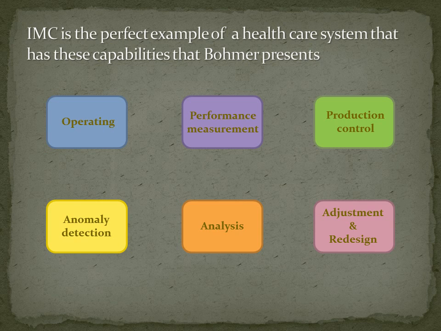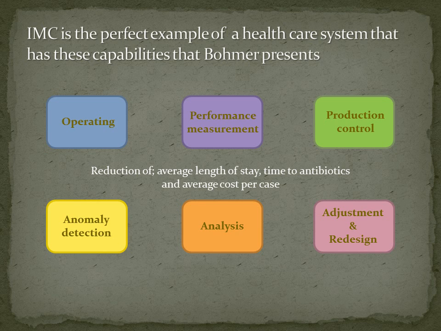An example of adjustments and redesign is the new protocol that Intermountain Healthcare designed for community-acquired pneumonia, which led to reduction of average length of stay, time to antibiotics, and average cost per case.